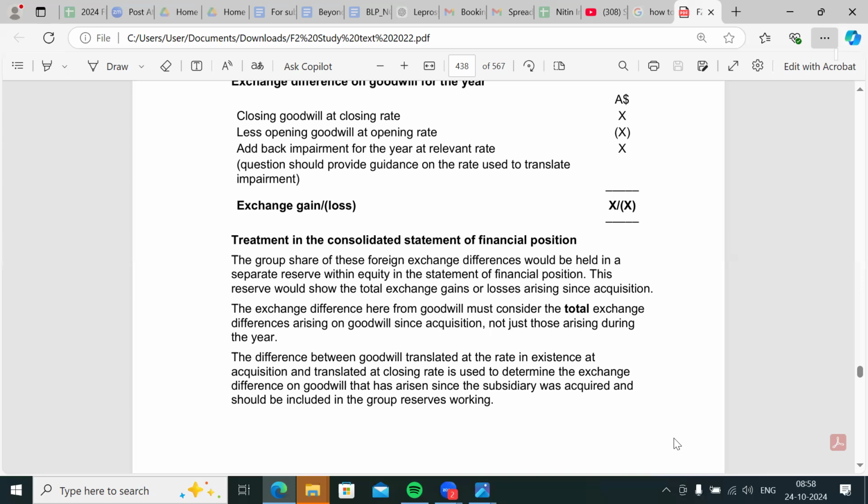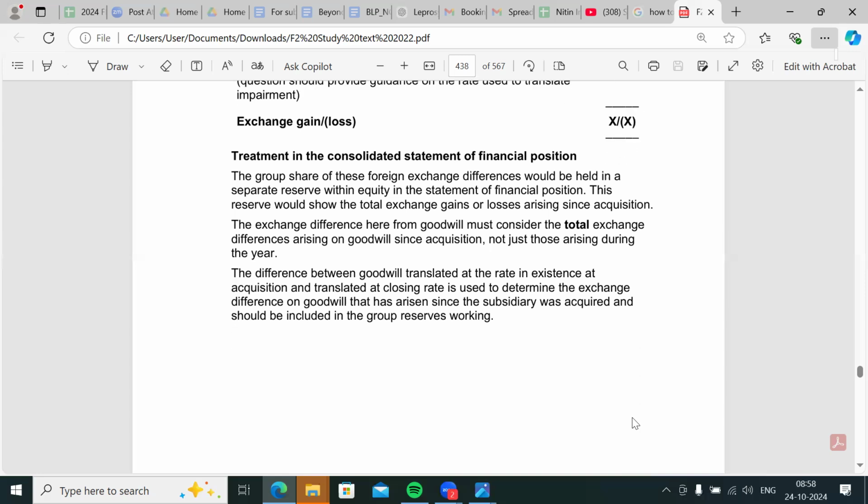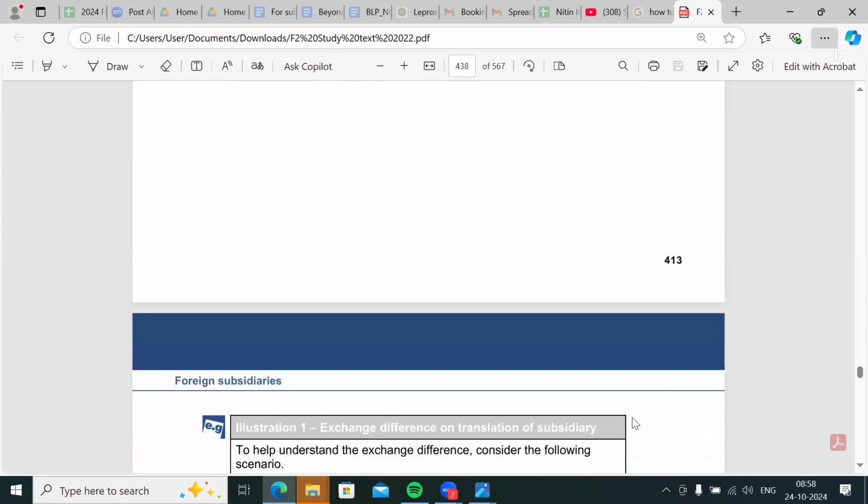Obviously, many times exchange differences would have been there. So since the inception, the difference between goodwill translated at the rate in existence at the acquisition and translated at the closing rate is used to determine the exchange difference on goodwill that has arisen since the subsidiary began, right? That's what we need to present.